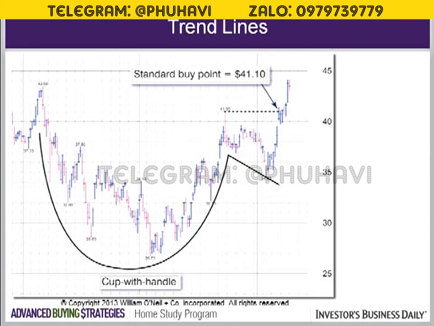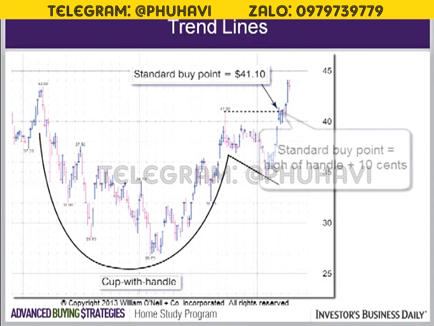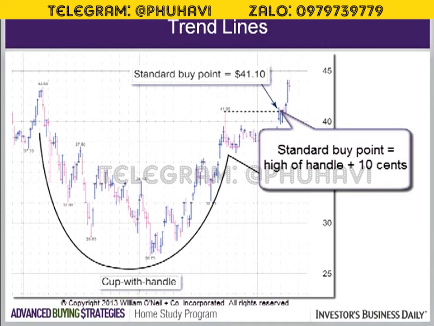That's, of course, the high of the handle. As a stock goes above that high by 10 cents or more, that's your pivot. Ideally, you'd like to see a lot of volume coming in there, and that's where you would be buying it, and that's probably where you've been buying stocks for a while. That's how we do a lot of them.